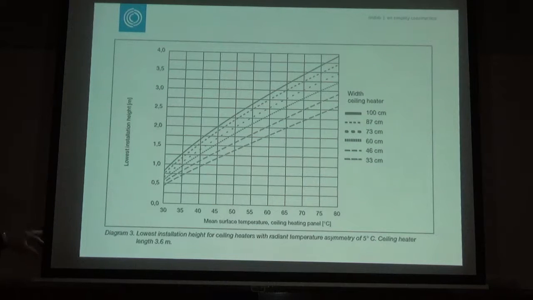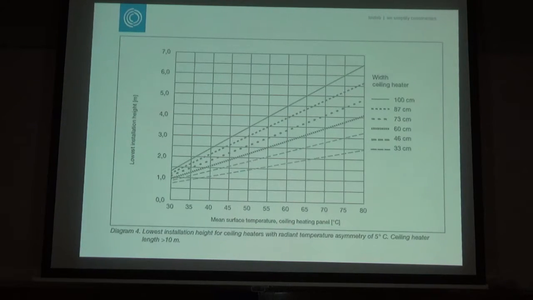This graph is for radiant panels at 3.6 metres, so it's for small radiant panels. If you've got a panel 10 metres above, then the height goes up because the intensity is in the length as well. So sports halls and stuff like that, generally, it's not usually a problem. But.